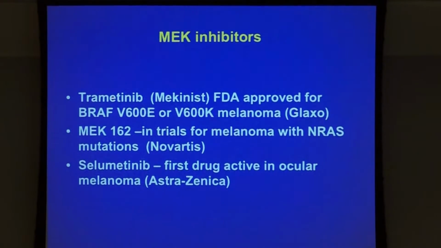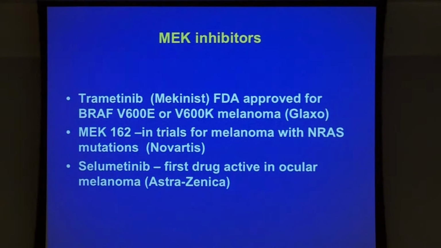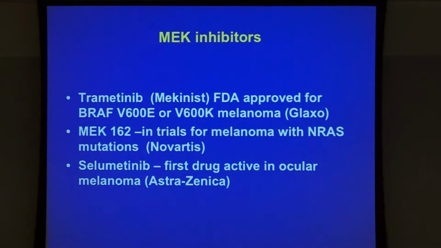The first one, trametinib, was FDA approved 4 months ago. Now it's FDA approved for the BRAF mutations. It's actually not being heavily marketed because it's probably not as good as dabrafenib when used alone as a single drug. The MEK 162 is made by Novartis. It's in trials for NRAS mutations, and the selumetinib is involved in trials with ocular melanoma as well as other cancers.